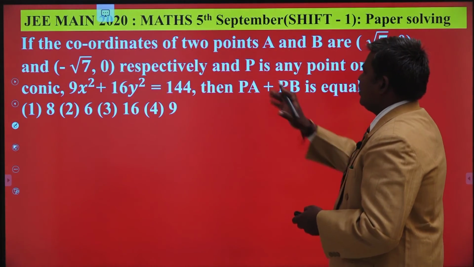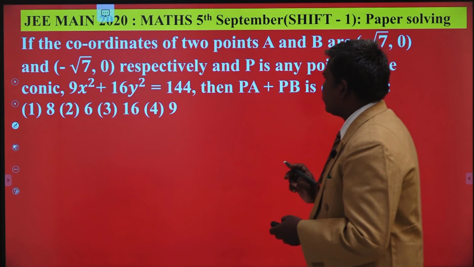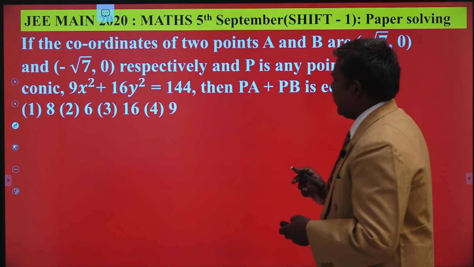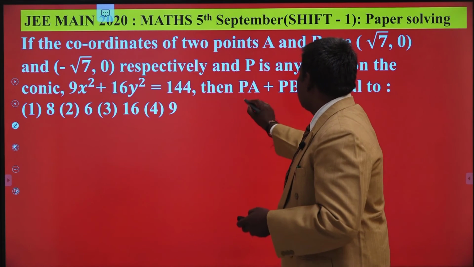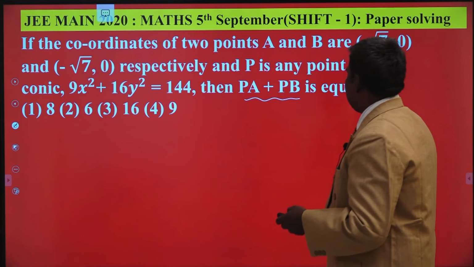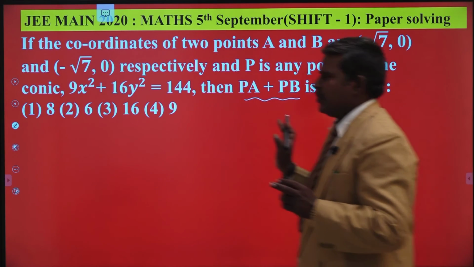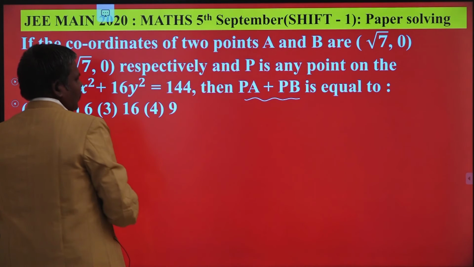See this one. If the coordinates of 2 points A and B are root 7 comma 0 and minus root 7 comma 0 respectively, and P is any point on the conic 9x square plus 16y square is equal to 144, then what is PA plus PB? What is the value of PA plus PB? Very, very simple question. Within 1 minute you can do this one, just by knowing the focal property of the ellipse.